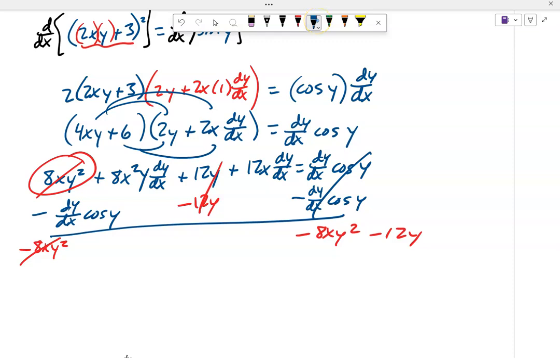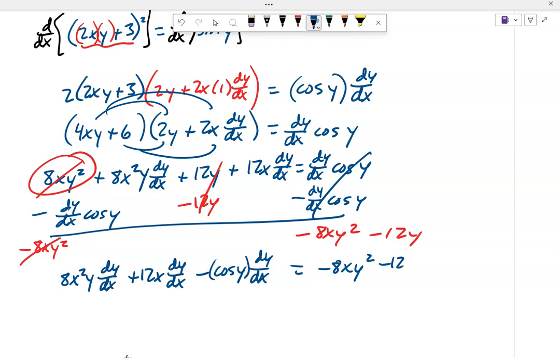let's see, 8x squared y dy/dx plus 12x dy/dx minus cosine of y dy/dx, or dy/dx cosine y, however you want to write that, equals negative 8xy squared minus 12y. Take a dy/dx out, so I have 8x squared y plus 12x minus cosine y.